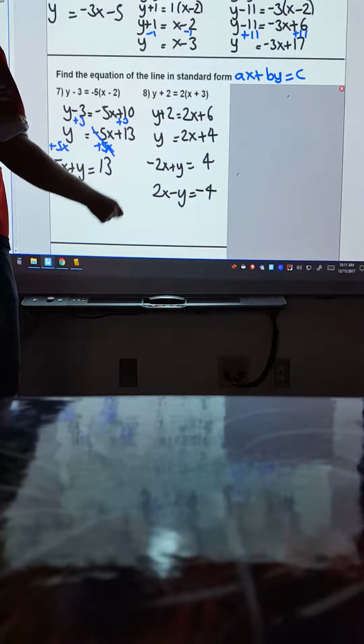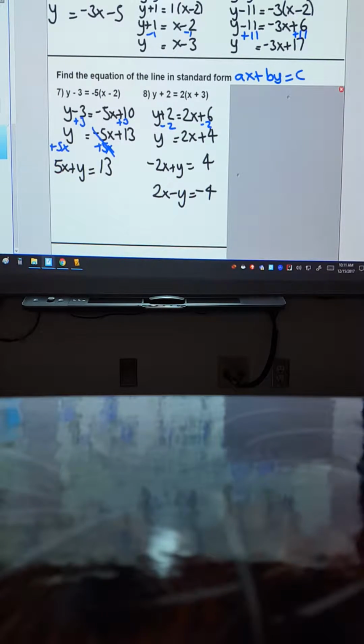For question 8, same thing. We're just going to distribute to begin with. We're going to take away 2 from both sides. This is in slope-intercept form now. And to put this in standard form, we're going to move our x's to the other side. So subtract 2x from both sides. So we have -2x. This is a positive y, and we get left with +4, or just 4.